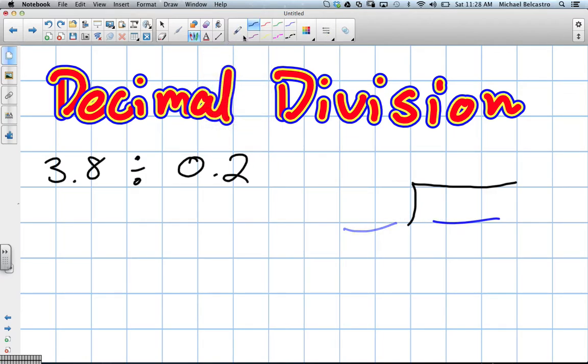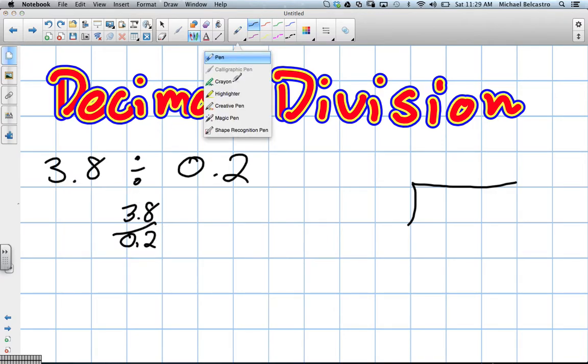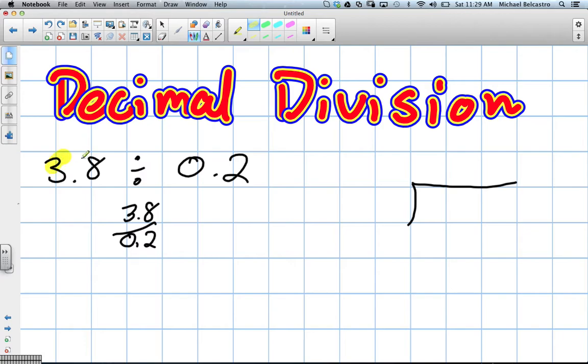One way we can do it is try to organize it like a fraction. Do you know how this would become a fraction? 0.2 over 3.8. Actually, it would be the other way around. It would be 3.8 over 0.2. So we take the first value and we put it on top, and the second value goes on the bottom.